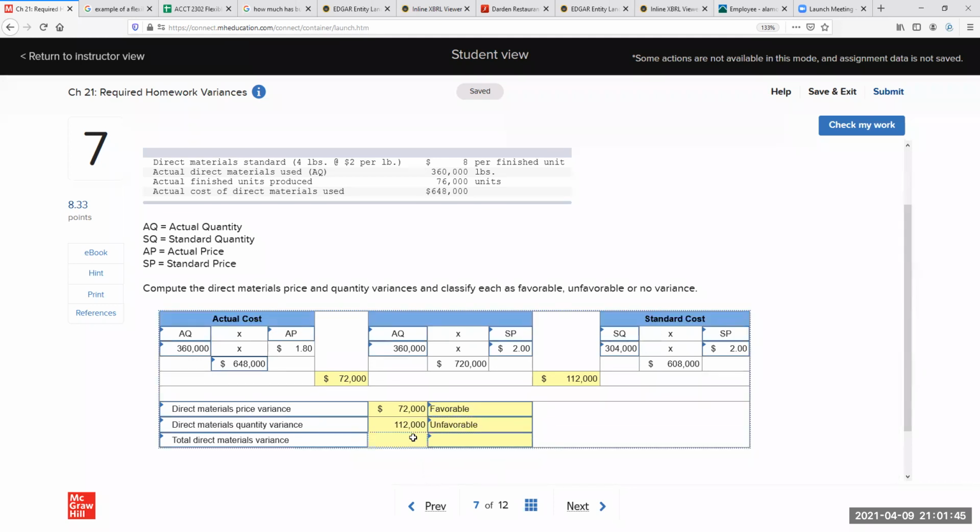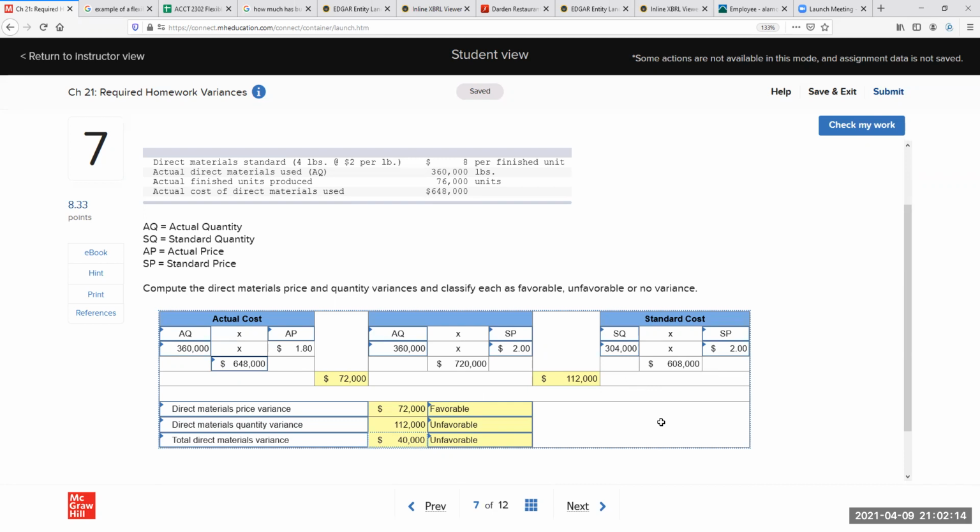So please subtract this. 72,000 favorable minus 112 is 40,000 unfavorable. Now, let's just see if this is true. You should have spent 648 and your standard should have been 608. You spent 40,000 too much. 40,000 too much, but you don't know where it came from.